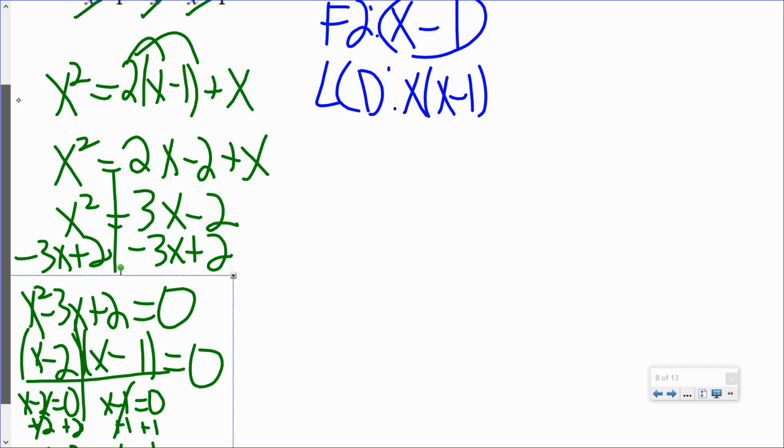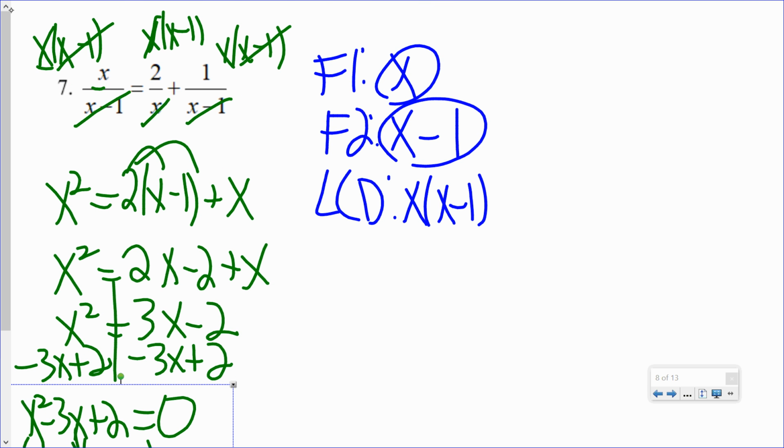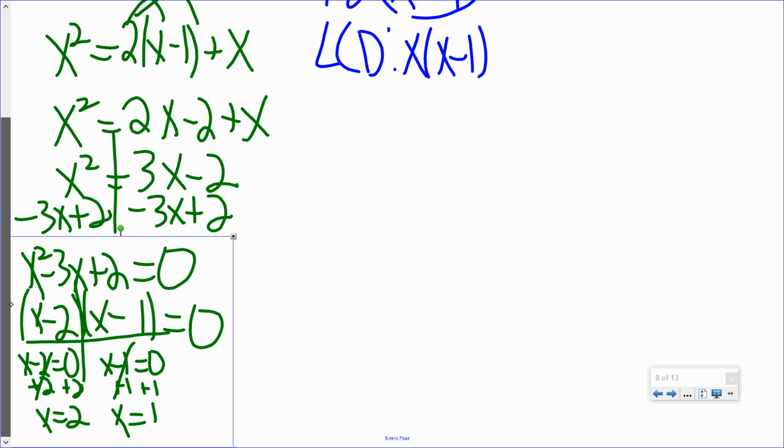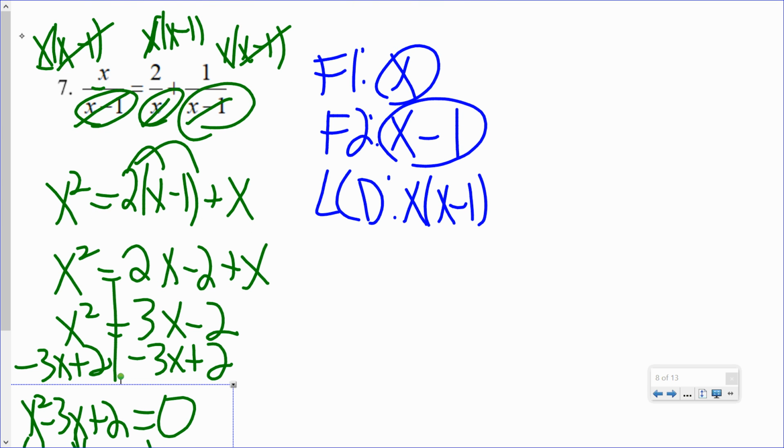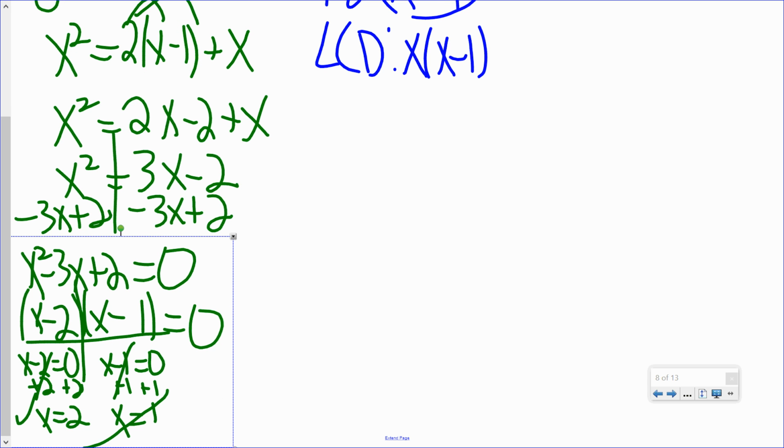Let's start with 2. If I plug in 2, I'm going to get 2 minus 1. That's not 0. 2 is good. If I plug in 1, I'm going to get 1 minus 1, which is 0. So 1 I reject. My answer is 2. We call 1 an extraneous solution.